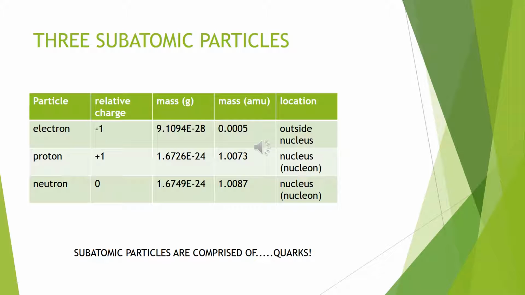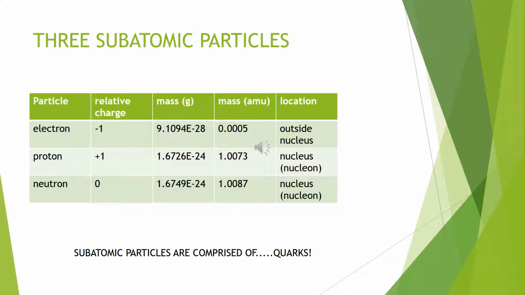The proton, again, continuing reading across from left to right, has an electric charge of +1, or a positive charge, and has a mass that may be very small in grams, but is much greater than the mass of the electron. You can see that especially when we list the mass in atomic mass units. The proton is located within the nucleus, making it one of two nucleons, the other being the neutron. Nucleon being a particle that's located within the nucleus.